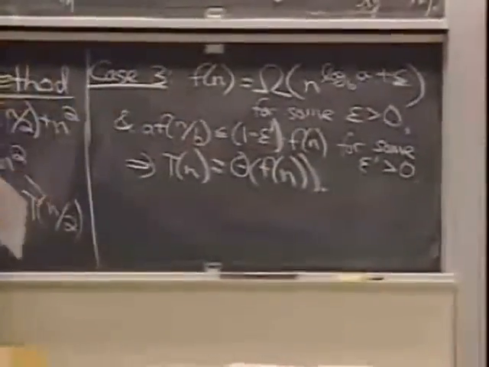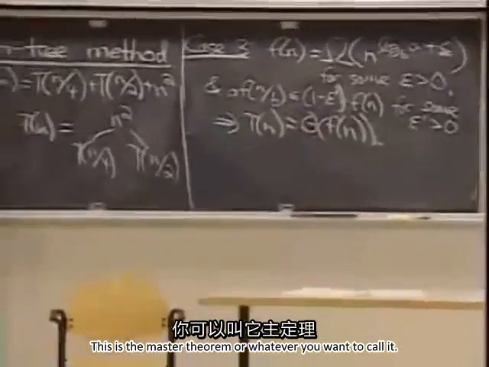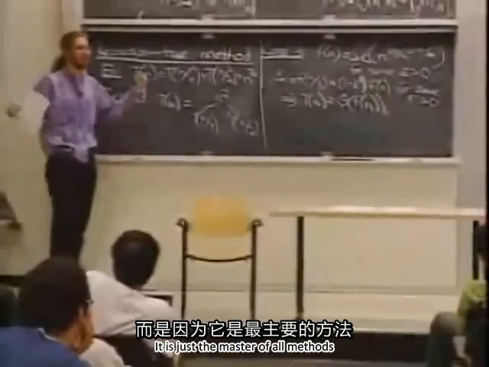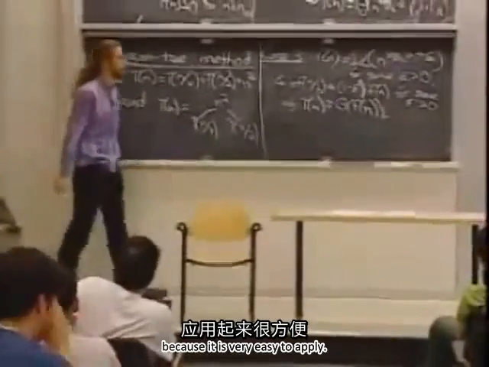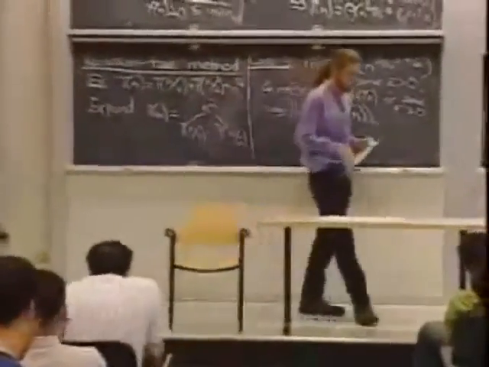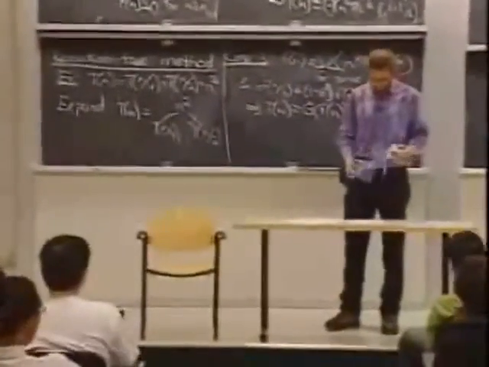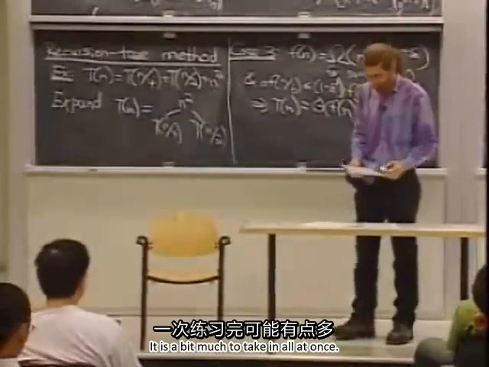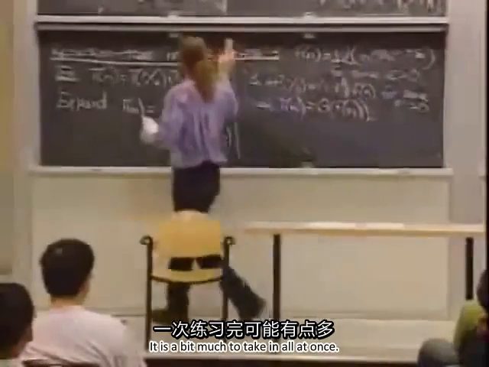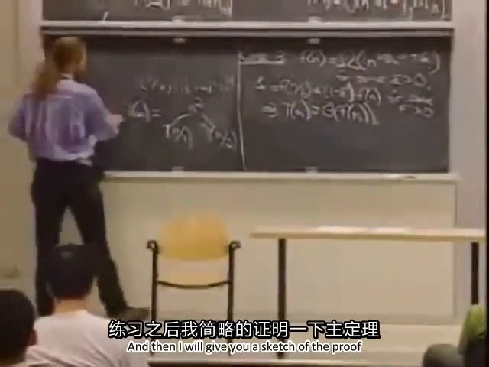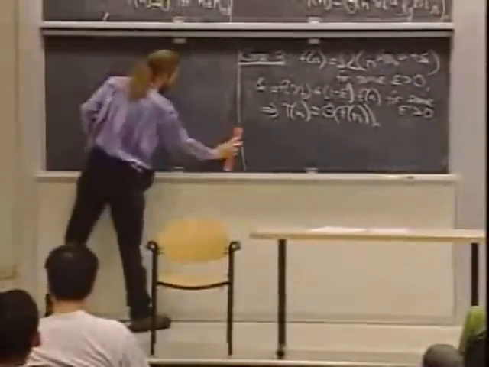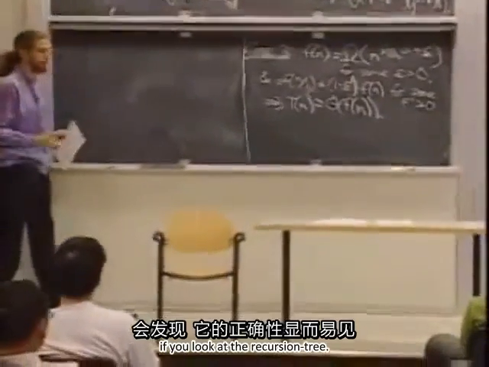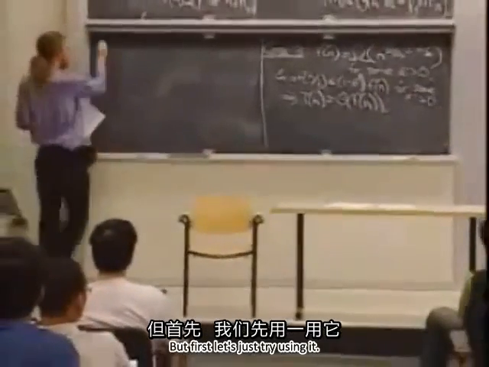And that's the theorem. This is the master theorem, or whatever you want to call it. It's not named after some guy named Master. It's the master of all methods, because it's very easy to apply. So let's apply it a few times. It's a bit much to take in all at once. And then I'll give you a sketch of the proof to see it's really not that surprising that this is true if you look at the recursion tree. But first, let's just try using it.